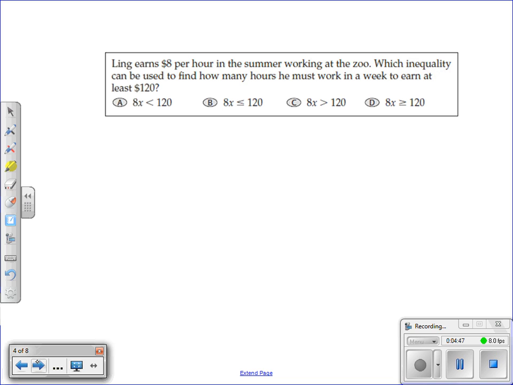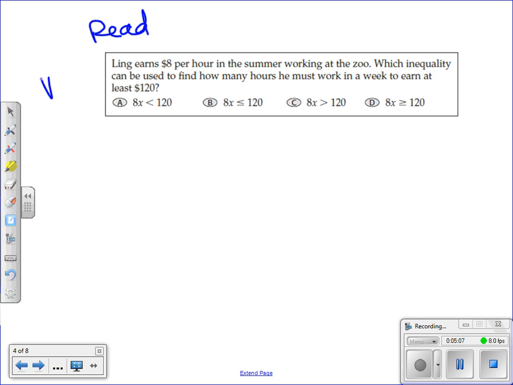All right, here we have a little word problem. Everybody's favorites. Ling earns $8 per hour in the summer working at the zoo. Which inequality can be used to find how many hours he must work in a week to earn at least $120?